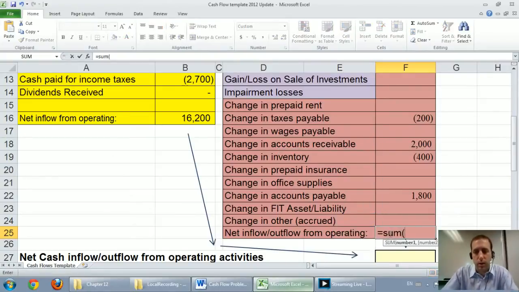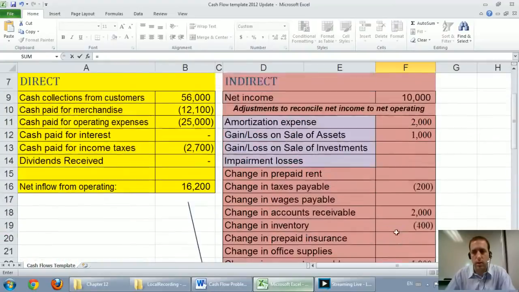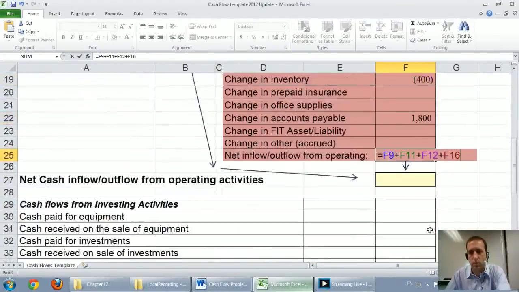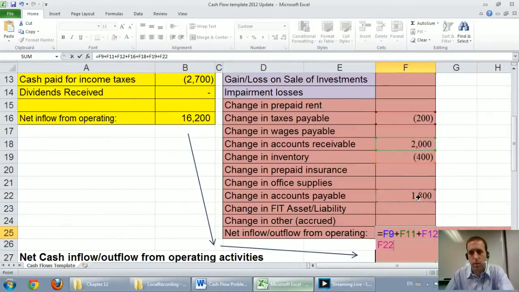Let's sum up our list. Actually, let me do it this way. I'm going to do equals that plus that plus that plus that. Plus that plus that plus that.